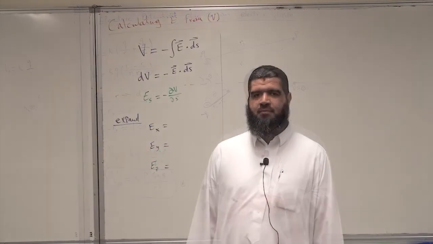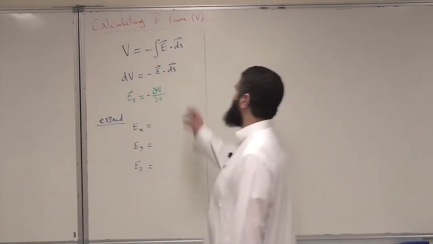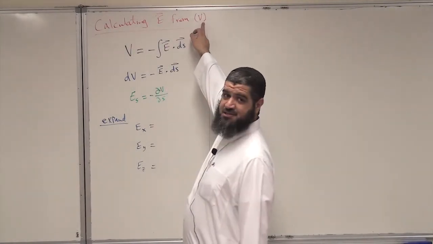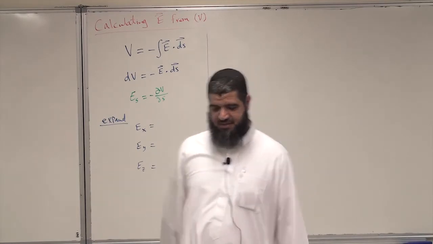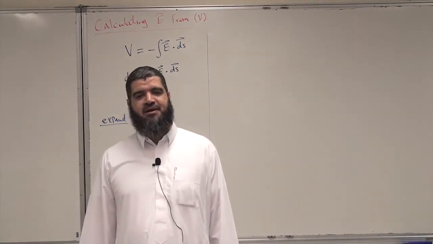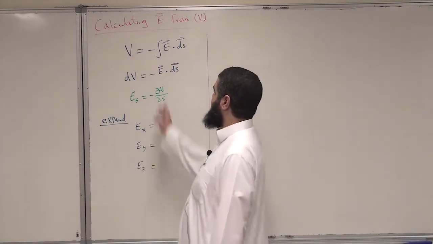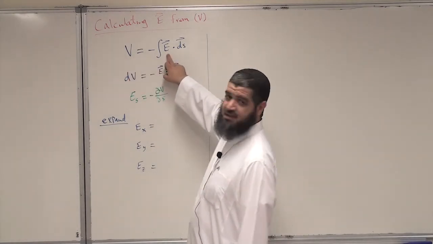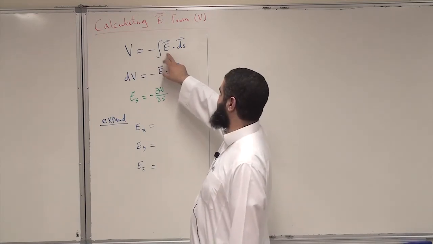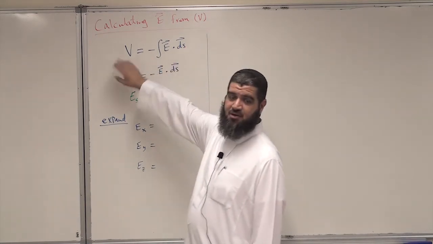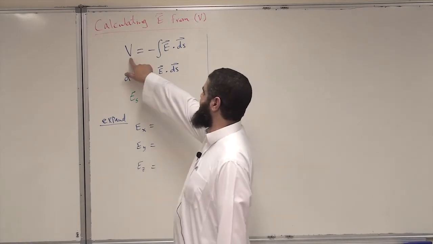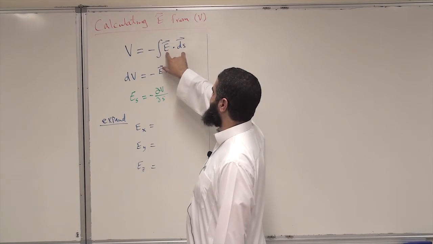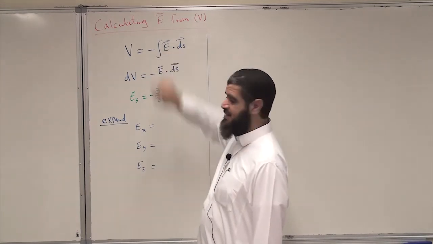Now it is time to try to calculate the electric field from our knowledge of the electric potential. Previously, in previous videos, Dr. Makki has shown you that we can calculate the electric potential from our knowledge of the electric field. If you know the electric field, you can find the electric potential, and he said that the electric potential equals minus the integral of E dot ds.